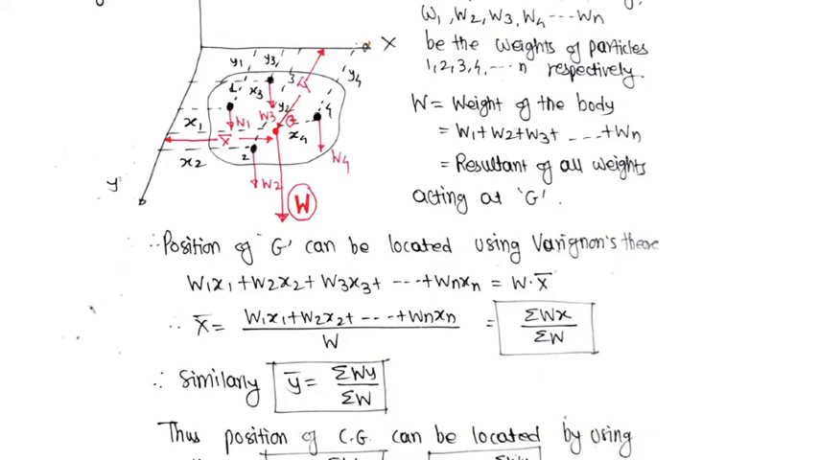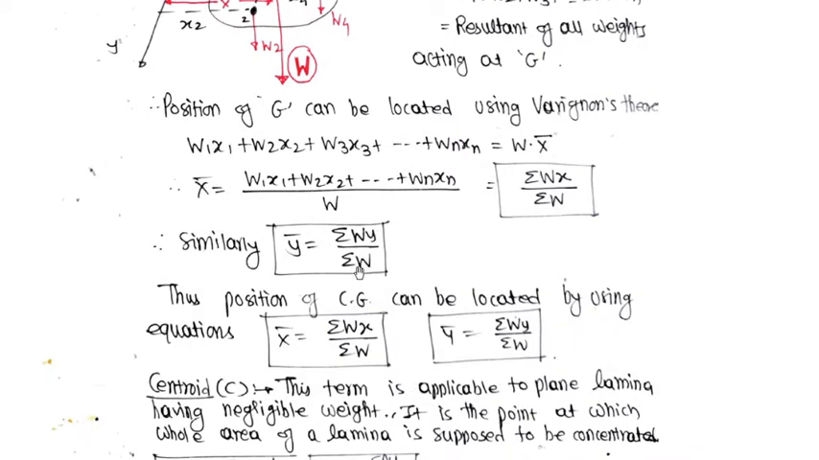Summation W means W1 plus W2 plus W3 up to Wn. Similarly, y bar is equal to summation Wy upon summation W. So, in this way x bar and y bar can be determined. After knowing x bar and y bar, we can define the position of the center of gravity. So, these are the two equations which can be used to locate the position of the center of gravity.